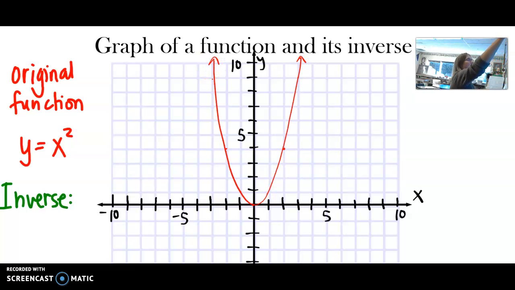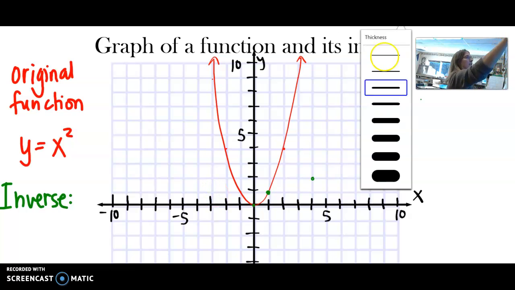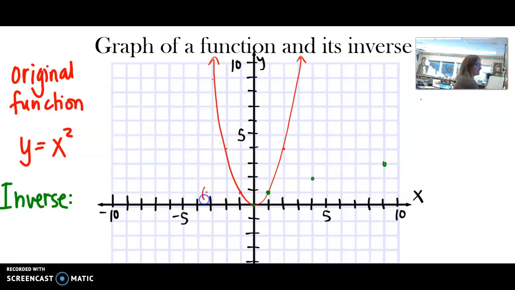And if I graph the inverse, the point (0, 0), if I flip x and y, it becomes (0, 0). (1, 1) is still (1, 1). But (2, 4) is going to become (4, 2). And (3, 9) becomes (9, 3). And then over on the other side, I have this point right here on the original. Let's write these ordered pairs out. This point is (-1, 1), (-2, 4), and (-3, 9).